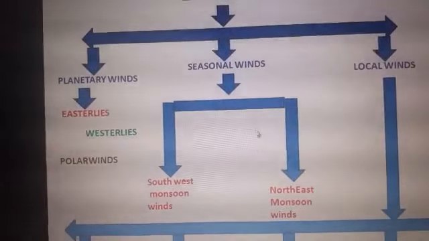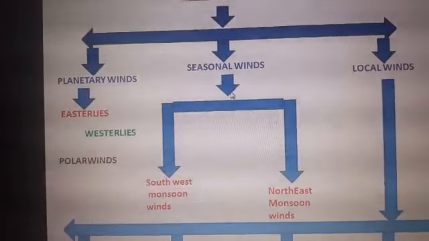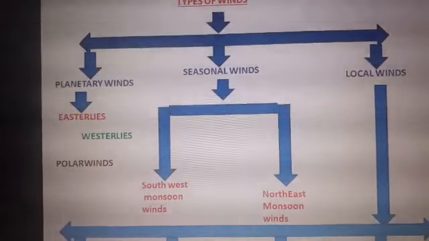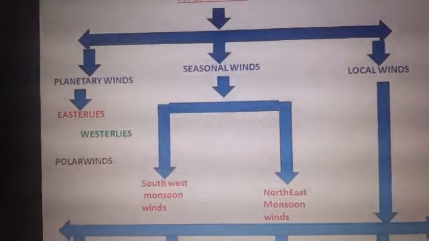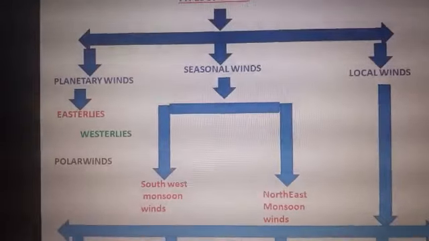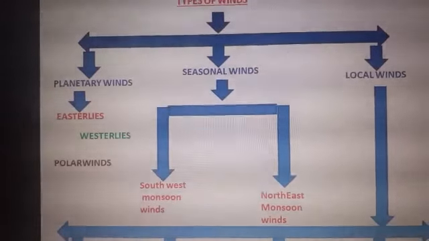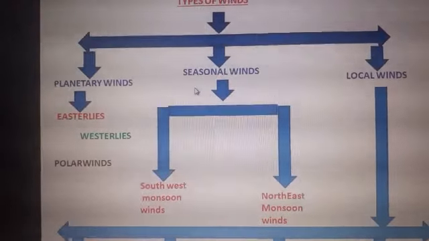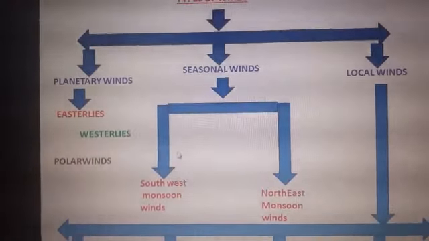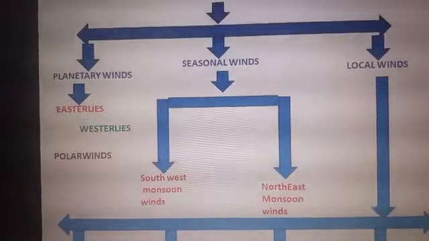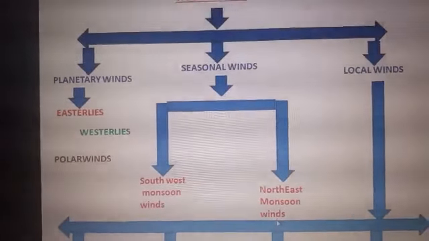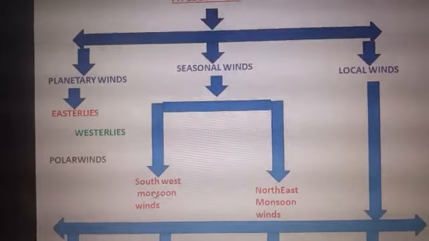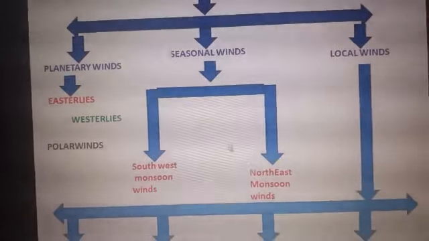So seasonal winds are the winds which are blowing in the particular season. Suppose in the summer season we have the hot and dry winds blowing, they are called the loo. In the winter season also we find the cold winds are blowing. So these are the seasonal winds. So they are of two types: southwest monsoon winds and northeast monsoon winds. India gets rainfall mainly due to the southwest monsoon winds.